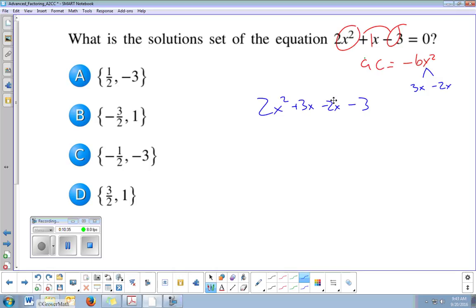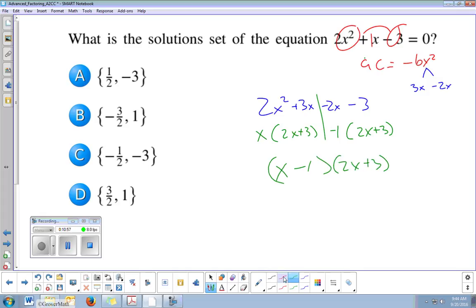Some people like to pair the 2 with the 2 and the 3 with the 3 because you're going to GCF. It works out either way. You can try it both ways. It's the same. Here I can just take out an x, get 2x plus 3. Here I've got to take out something, take out a negative 1, get 2x plus 3. So x minus 1 paired with 2x plus 3.